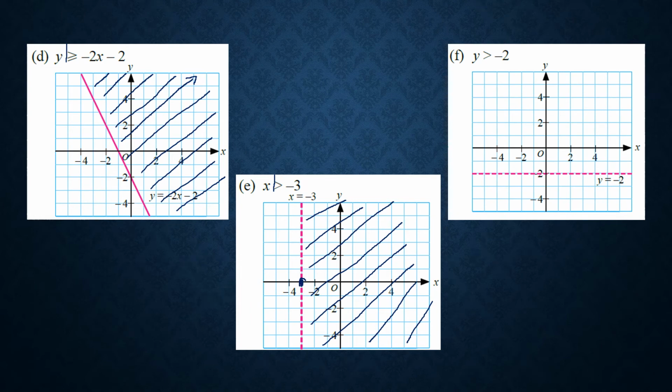Then for part F, also y greater than negative 2. So this is your negative 2 here for y. They want greater, greater ialah bahagian atas. You shade here. This is easy because the diagram is already given. You just have to identify which region to shade.